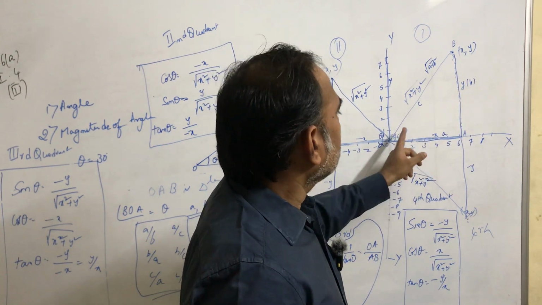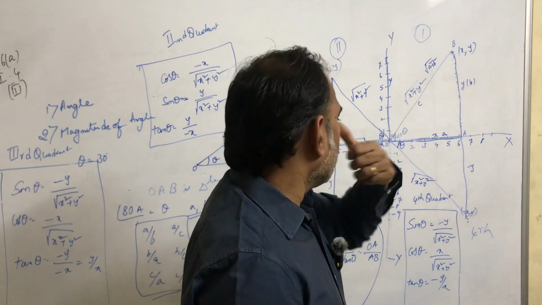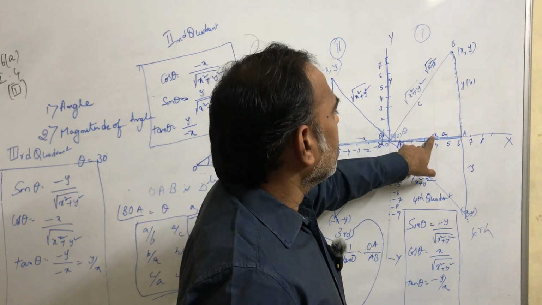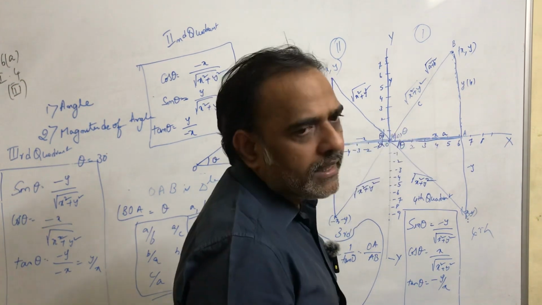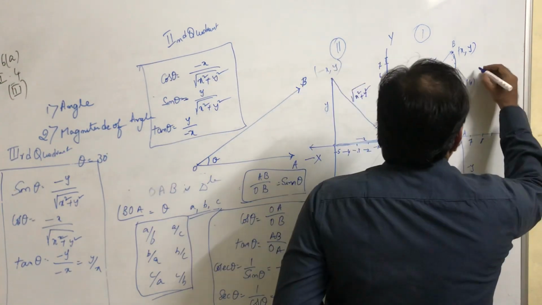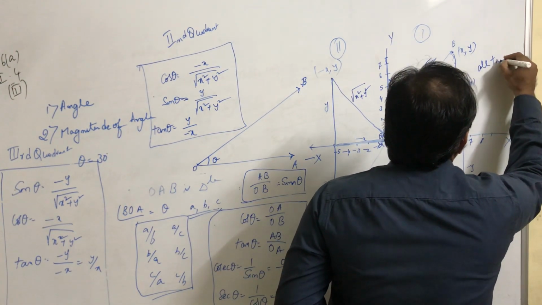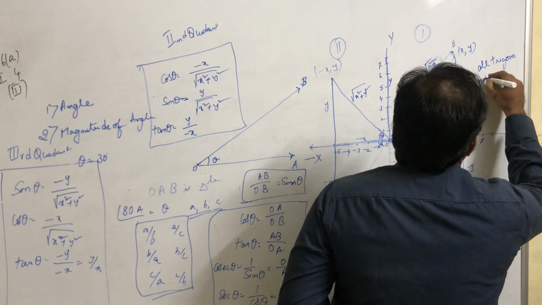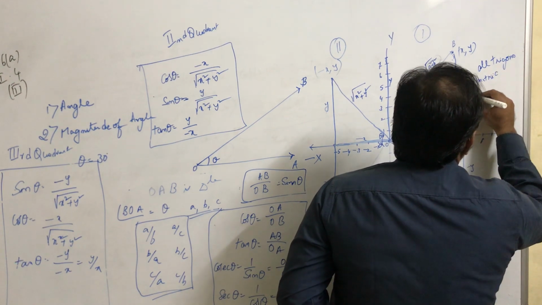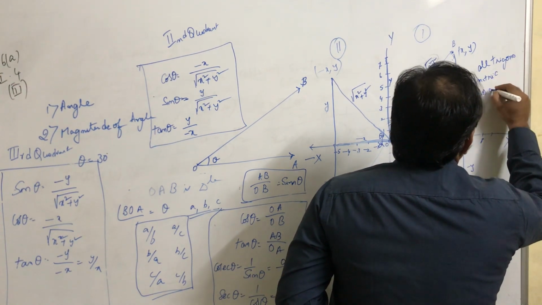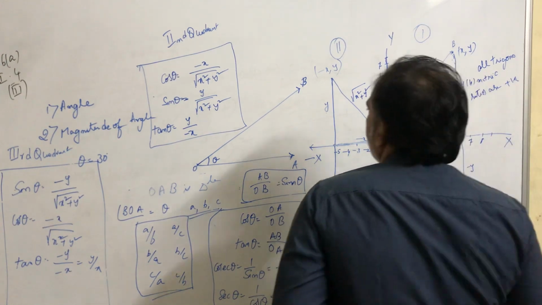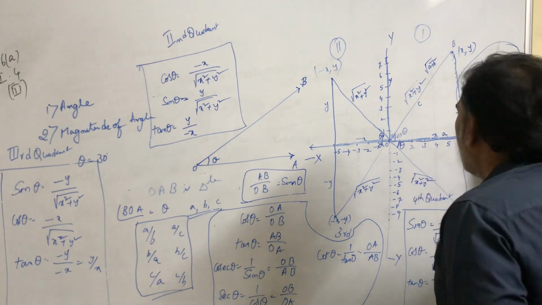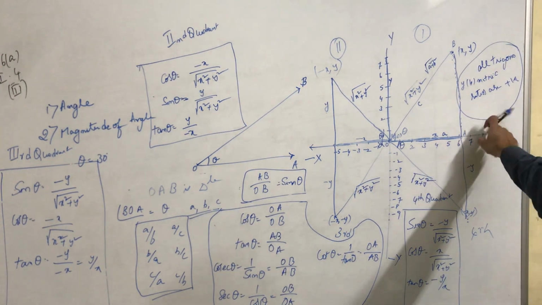Here cos theta equals adjacent side divided by hypotenuse. Adjacent side x is positive and hypotenuse is also positive. A positive number divided by a positive number, so cos theta is positive. So in the first quadrant, all trigonometric ratios are positive. Okay, this is the final conclusion. In the first quadrant, all trigonometric ratios are positive.